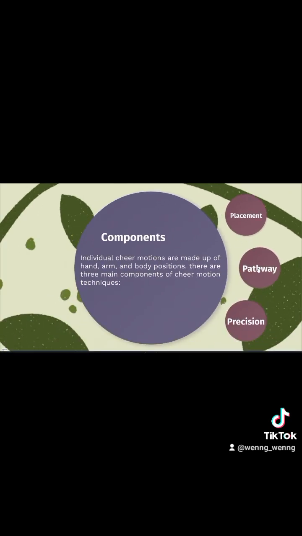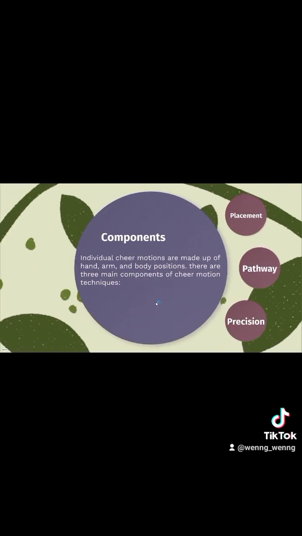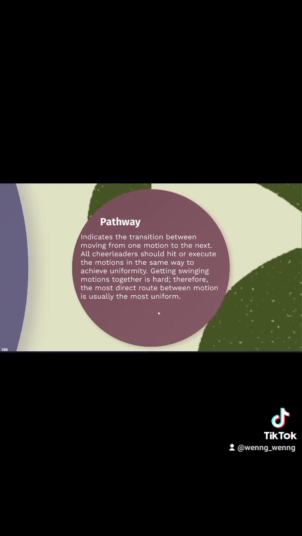And when we say pathway, this is the transition wherein you move from one motion to the next, and you execute the motions in the same way to achieve uniformity or unity. This includes the use of swinging, jumping, and sliding motions. Your pathway, or your motion, should be in a uniform way, or should be in sync.